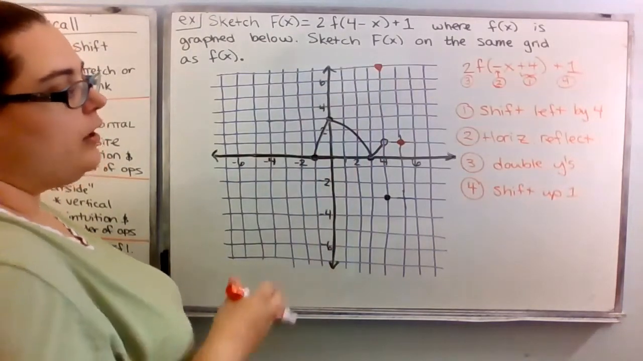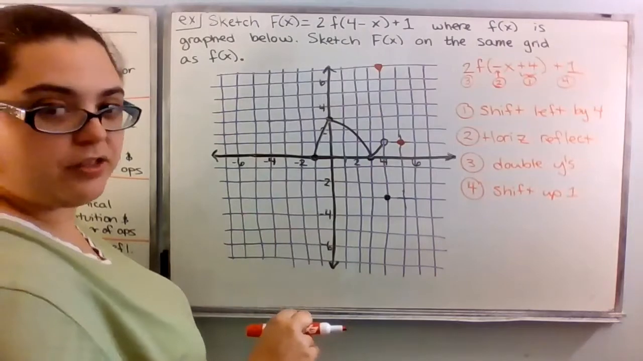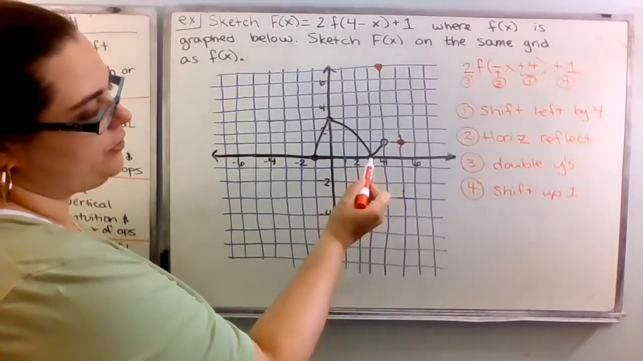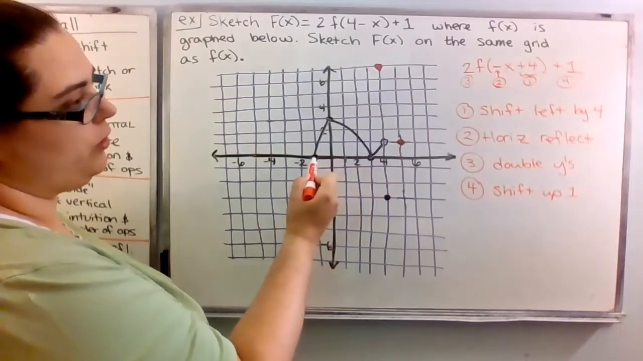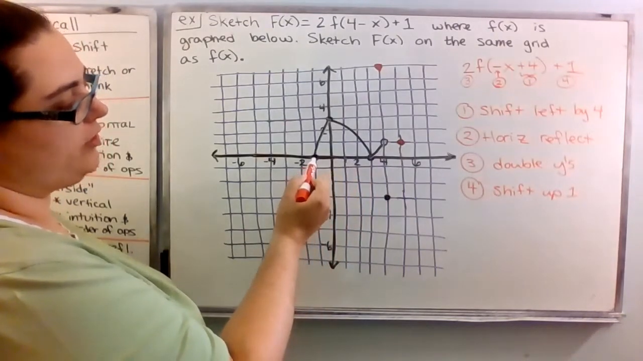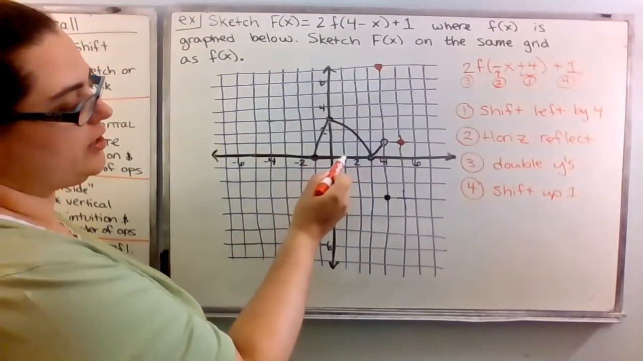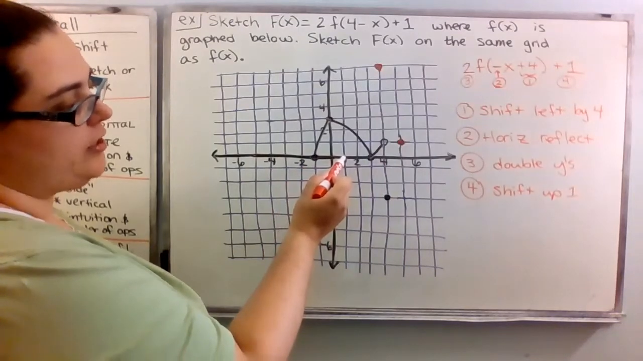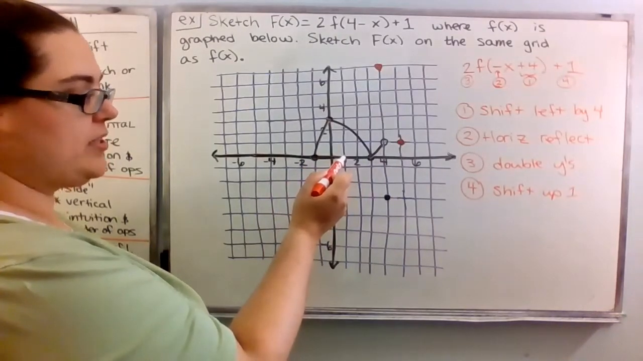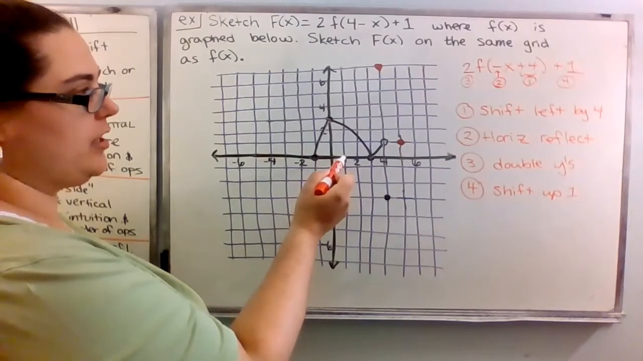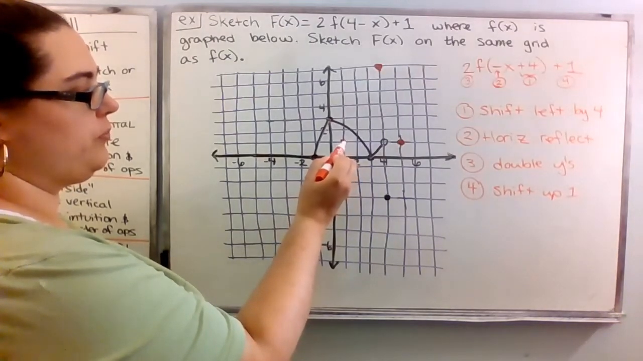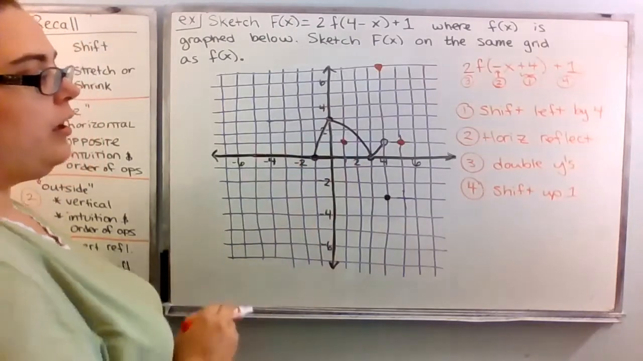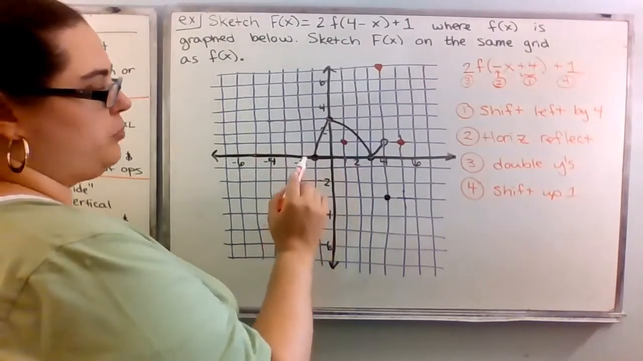All right. Third point. So here we have (3, 0). We're going to shift to the left 4. 1, 2, 3, 4. A horizontal reflection. So it's at -1. So it reflects to +1. Double the y's. The y value is 0, so it doesn't change. And then I shift it up by 1. There we go. Okay, so that's our third point.